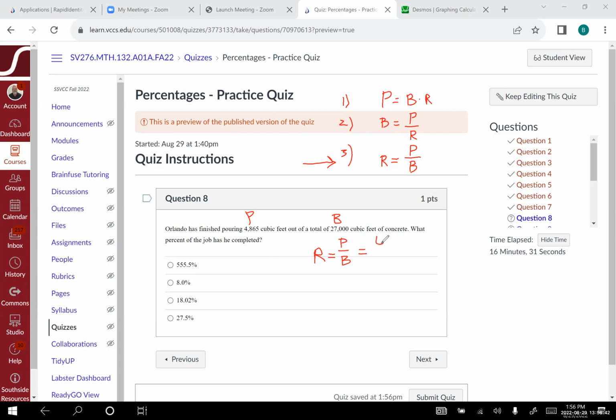Which is 4,865 divided by 27,000. I got 0.1802, right? Yeah. Now that's, of course, as a decimal. The answers are all percents. So we'll convert that by moving the decimal place two places to the right. Get 18.02%. Very good.